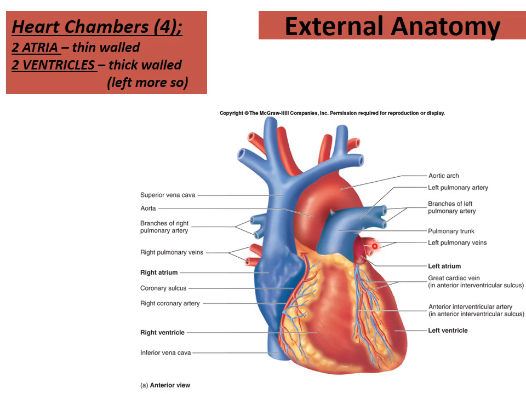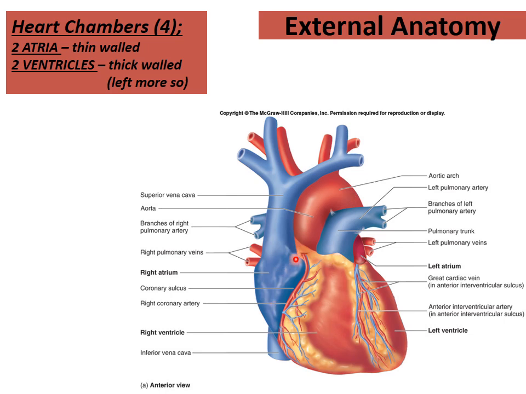The pulmonary veins will bring the oxygenated blood back into the left atrium. And then the left atrium will empty that blood into the left ventricle. And the left ventricle will then pump that oxygenated blood into the systemic circulation through the aorta and to the rest of the tissues and organs in the body.